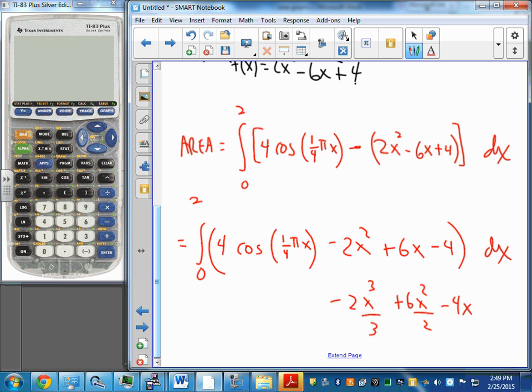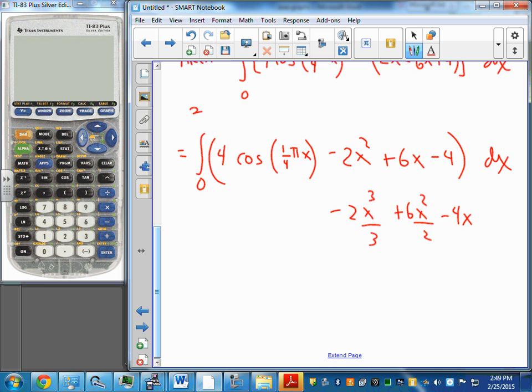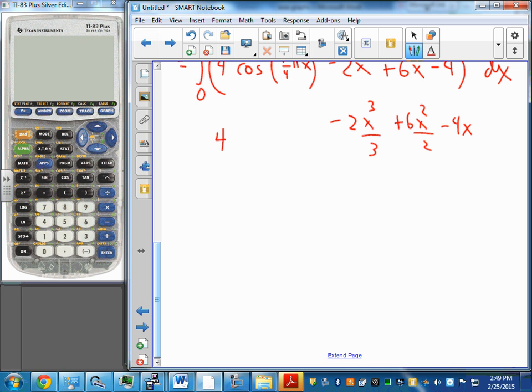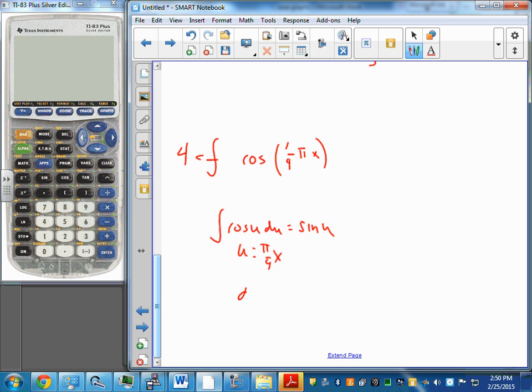The first one gets a little bit more intriguing. How would you integrate this? Well, the 4 stays there. So I'm doing some scratch work off to the side. What is the antiderivative of 4 cosine of 1/4 pi x? You might think it's a trig one. The integral of cosine of u du is sine of u. So the 4, you can just get that out of there. Then the u is pi over 4 x, so the du is going to be pi over 4 dx.